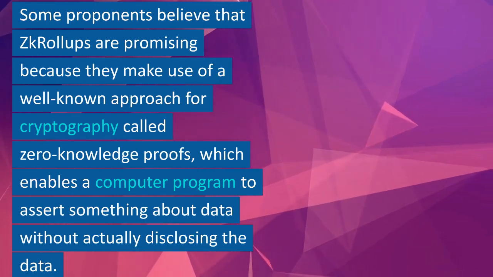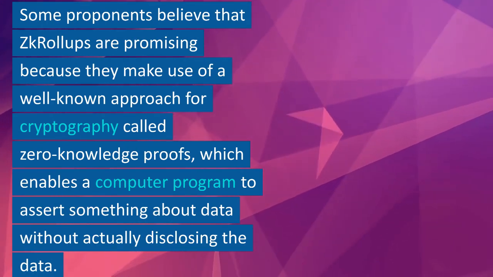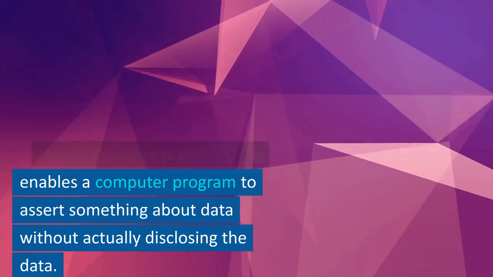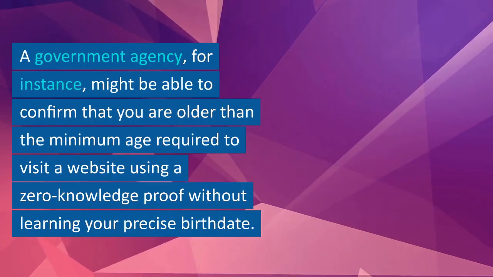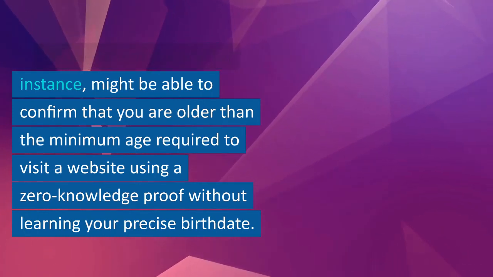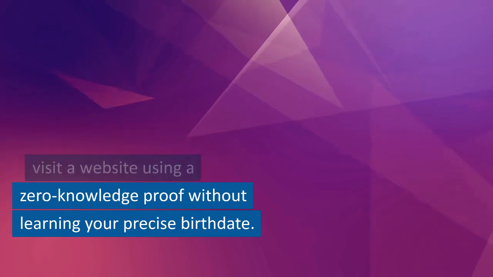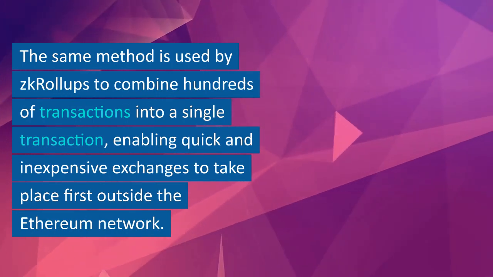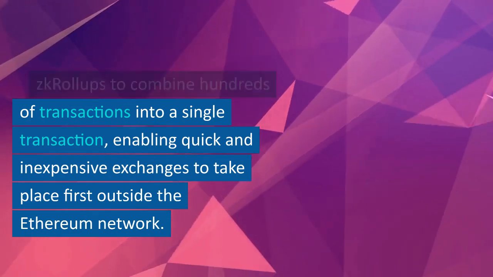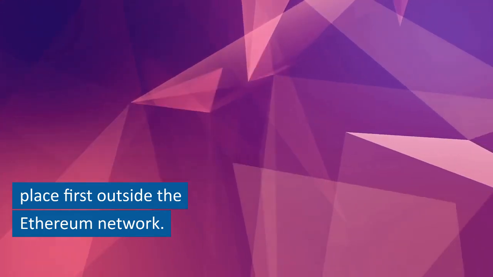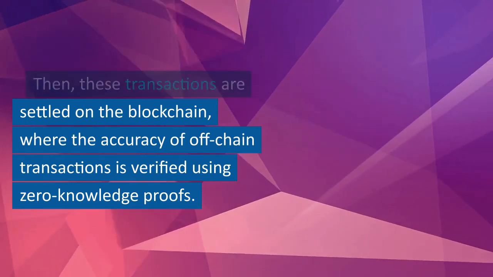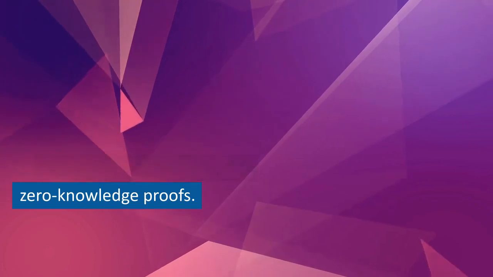Some proponents believe that zkRollups are promising because they make use of a well-known approach for cryptography called zero-knowledge proofs, which enables a computer program to assert something about data without actually disclosing the data. A government agency, for instance, might be able to confirm that you are older than the minimum age required to visit a website using a zero-knowledge proof without learning your precise birth date. The same method is used by zkRollups to combine hundreds of transactions into a single transaction, enabling quick and inexpensive exchanges to take place first outside the Ethereum network. Then, these transactions are settled on the blockchain, where the accuracy of off-chain transactions is verified using zero-knowledge proofs.